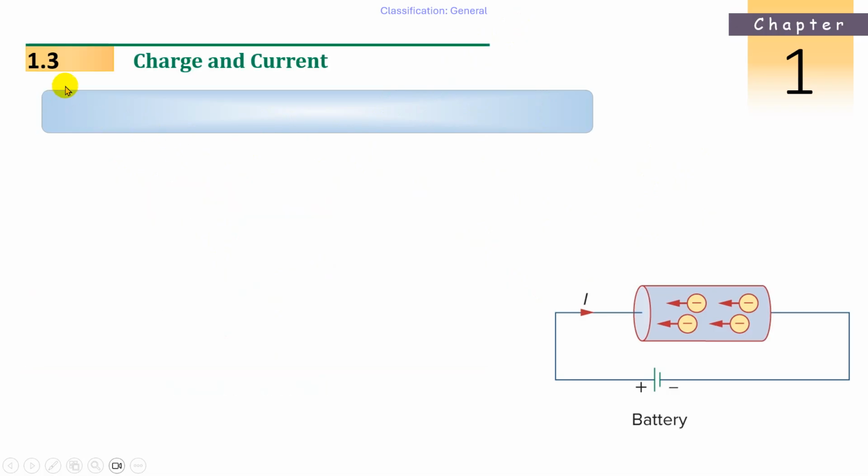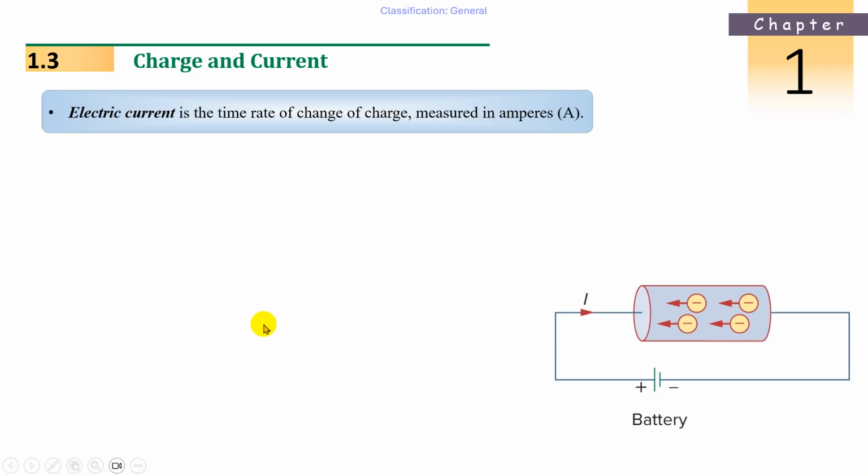Now coming to the current. Electric current is the time rate of change of charge. Once you know what charge is, basically it's the electron. The time rate of change of charge means electron movement. Now when a charge moves with time, per minute, or per second, that is called current. Let's take, for example, 10 coulombs in 1 second.